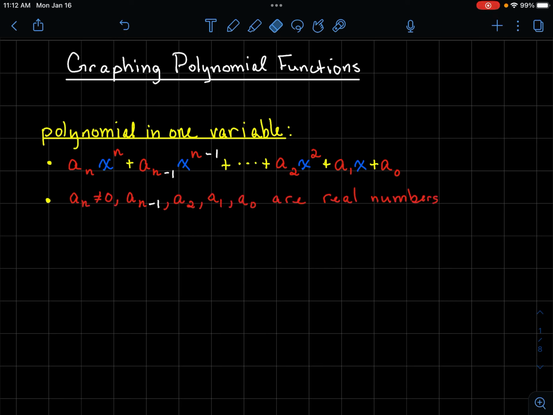The second rule, the coefficient of our first term here, a sub n, cannot be a 0. All the other terms have to be real numbers. So we cannot throw complex numbers in as coefficients for it to be polynomial. The third rule, n is a non-negative integer, so we will not have any negative exponents. If we have a negative exponent, then it is not a polynomial.